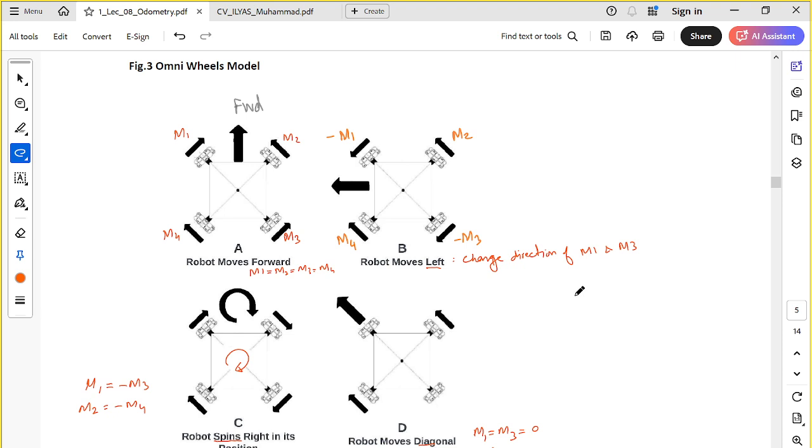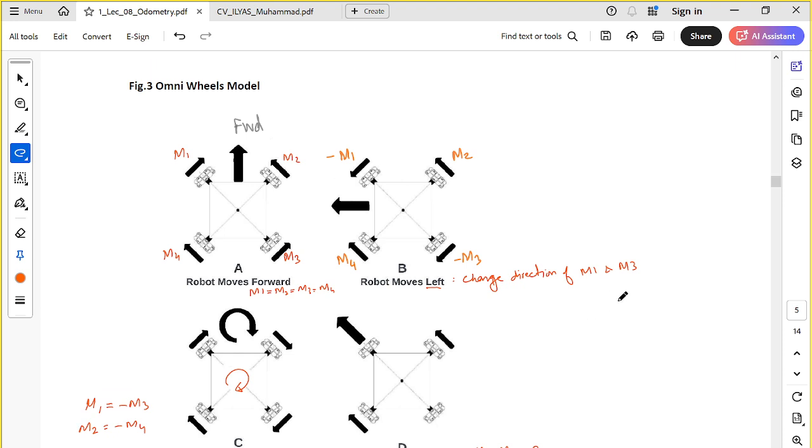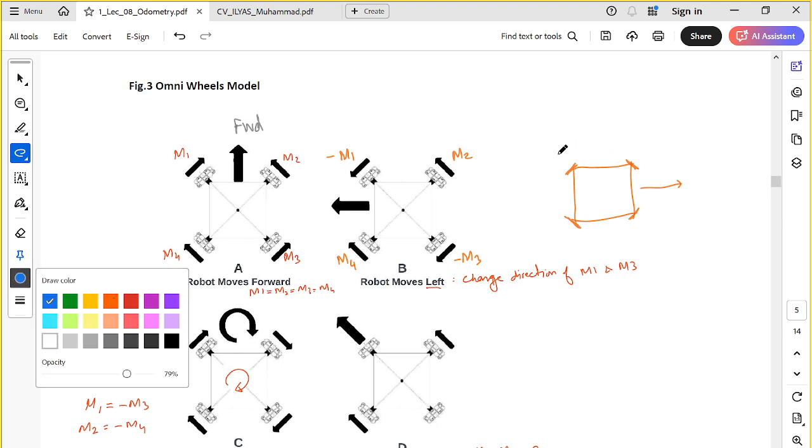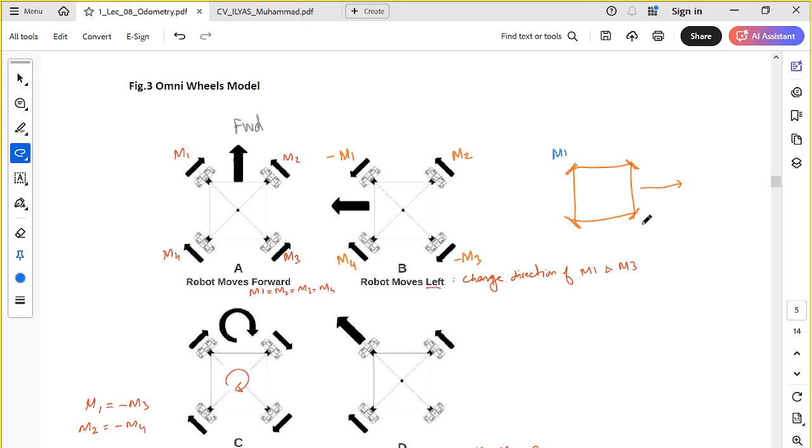Similarly, if we want to move rightwards, what do we have to do? It is simple to see. We keep M1 and M3 in the same direction, but we change the direction of M2 and M4. Then the robot will move rightwards. So, this is how simple it is to control the motion of our omnidirectional robot.